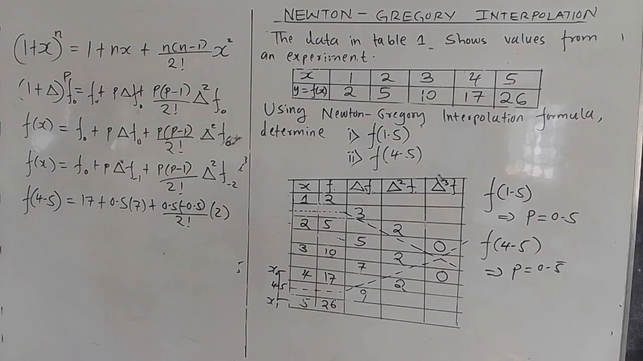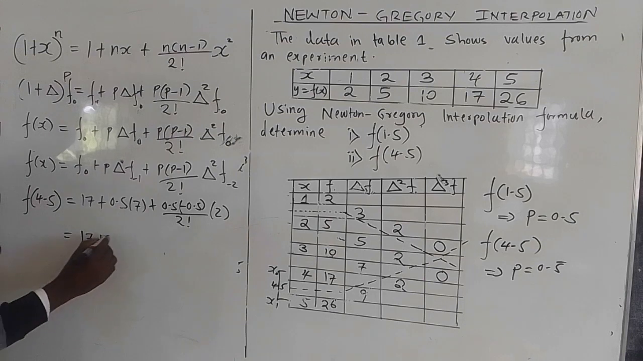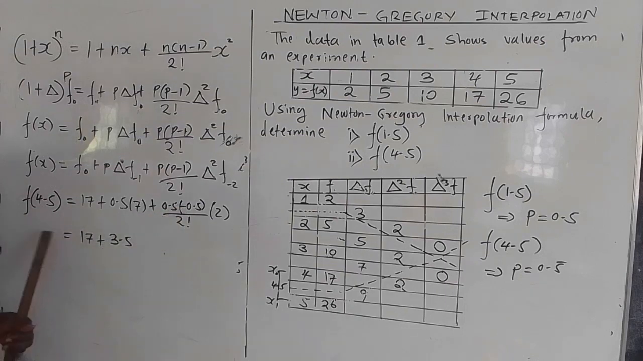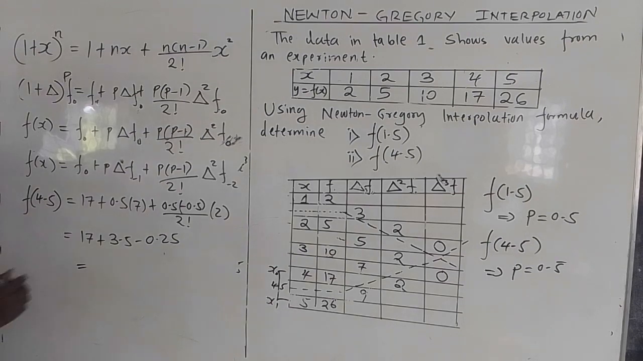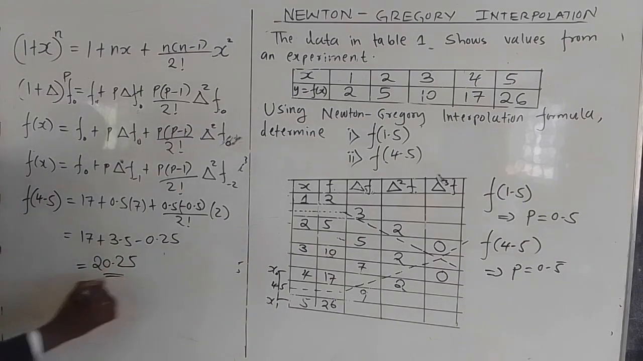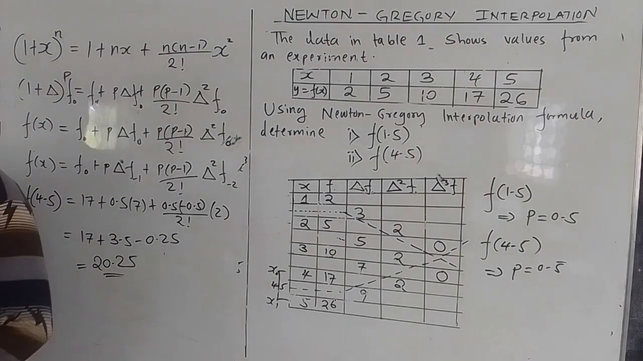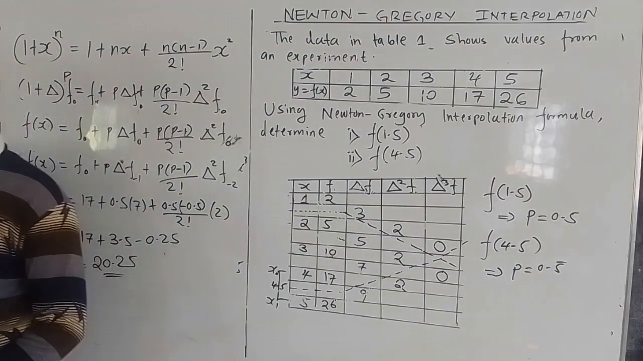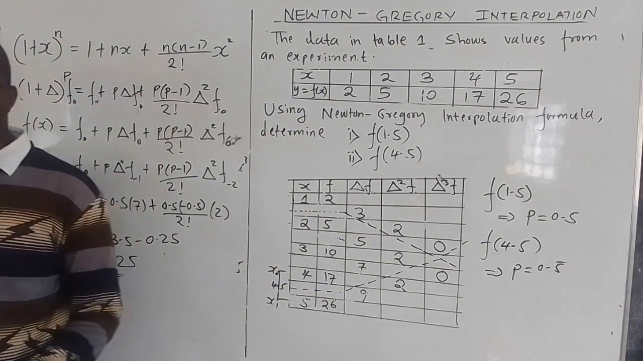Good. Use a calculator and get the answer. Key in the old value, 17 plus 0.5 times 7. That is 17 plus, what is 0.5 times 7? 3.5. Then 2 divided by 2 factorial, then 0.5 times negative 0.5. So what do you get to be the answer? 20.25. Are we together? So have you seen, we've used the Newton-Gregory forward difference formula and the backward difference formula: forward difference formula for the f of 1.5 and the backward difference formula for the f of 4.5.